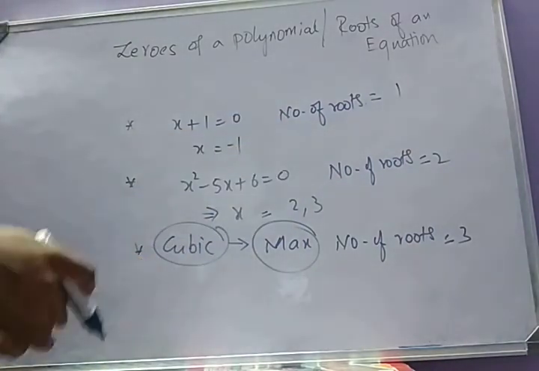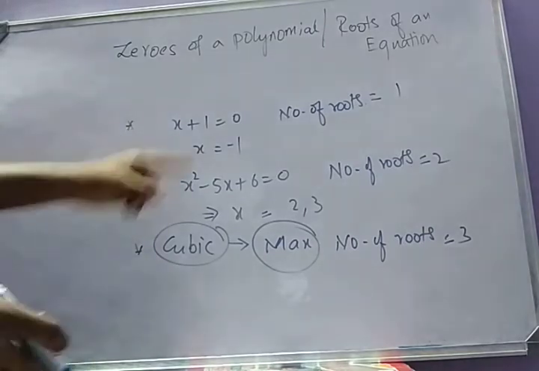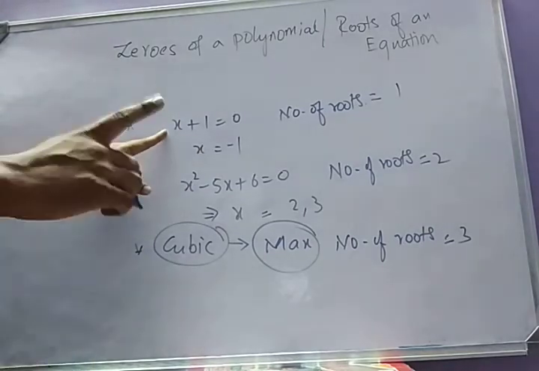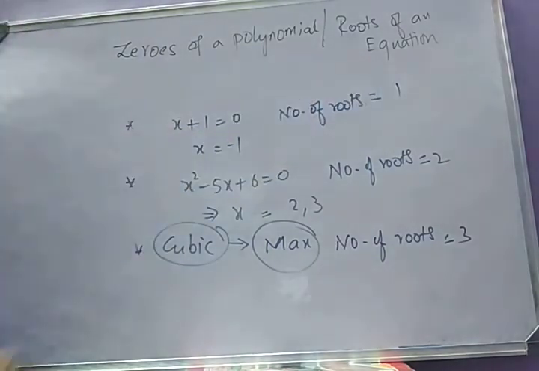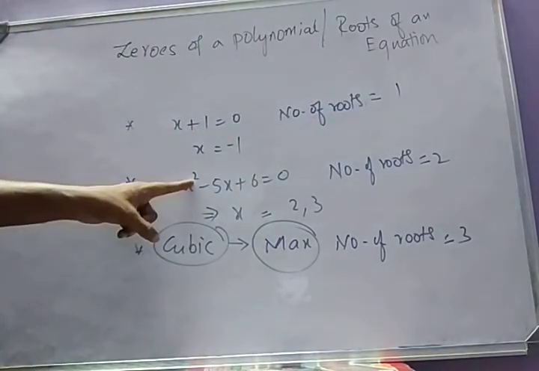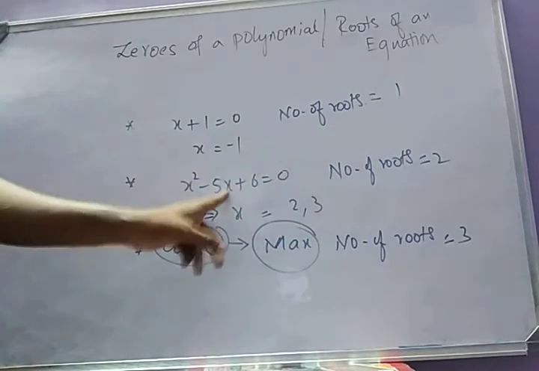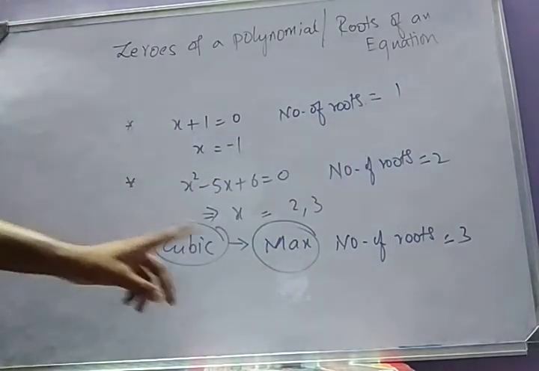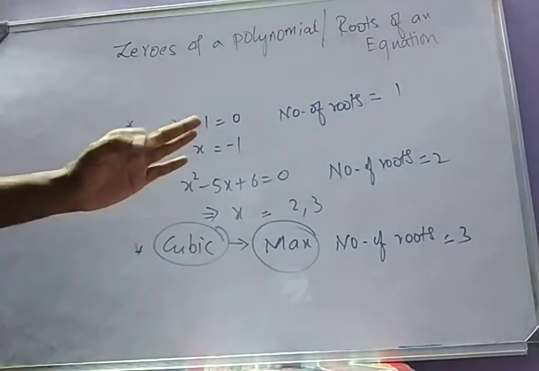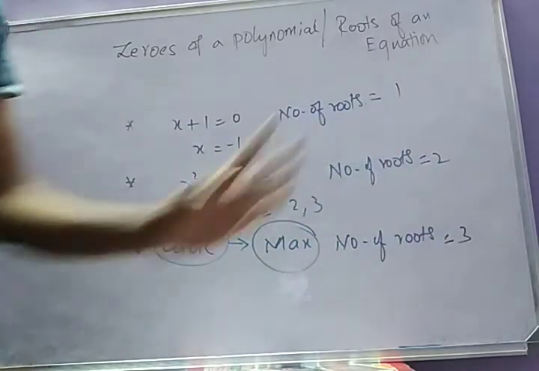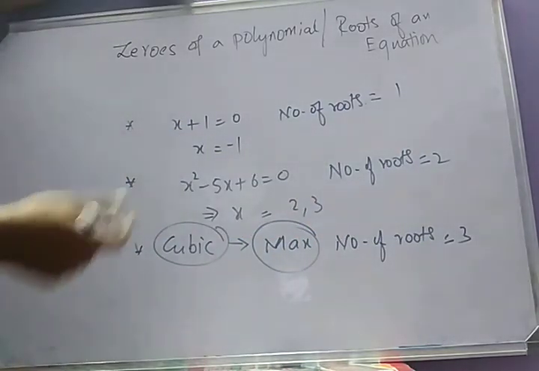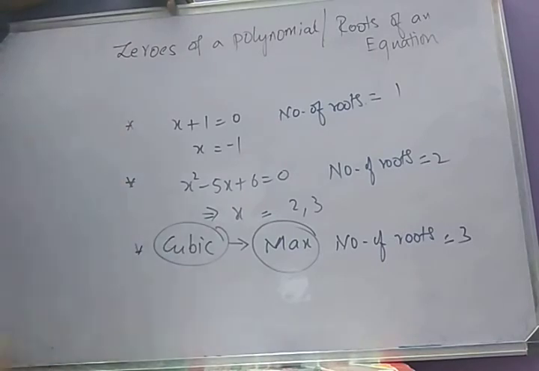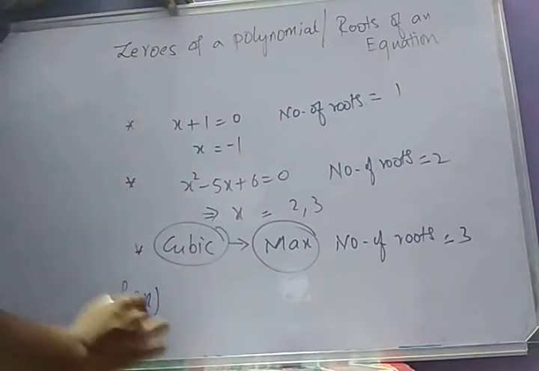Now, how can I decide the number of roots? It's as simple as that, based on its degree. Since the degree of a linear equation is 1, its number of roots is equal to 1. Since the degree of a quadratic equation is 2, the maximum number of roots for a quadratic equation is 2. And since the degree of a cubic equation is 3, the maximum number of roots of a cubic equation is 3.